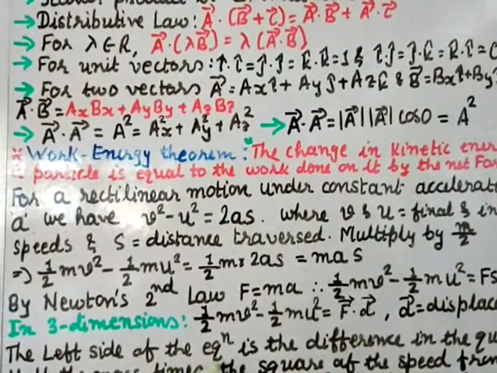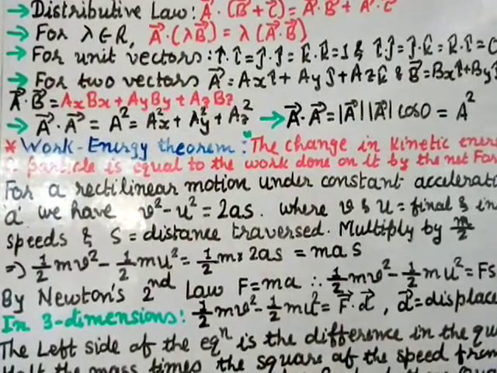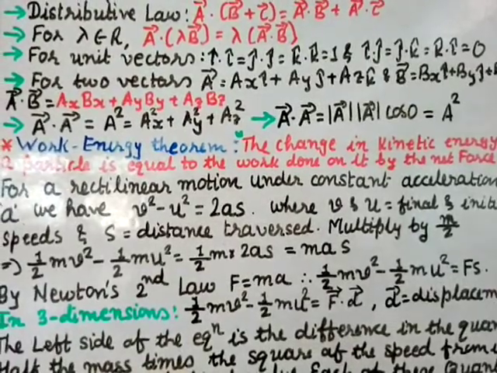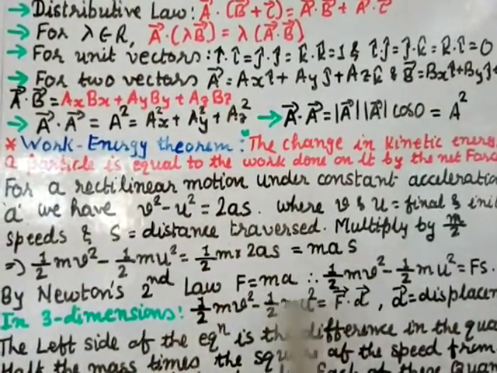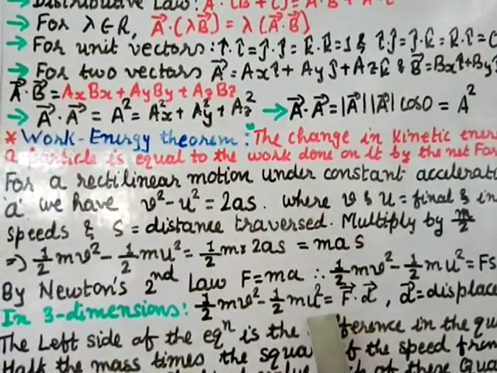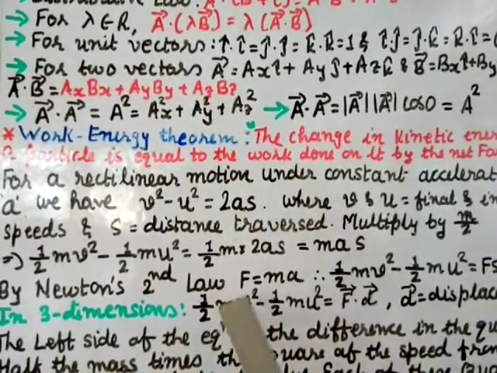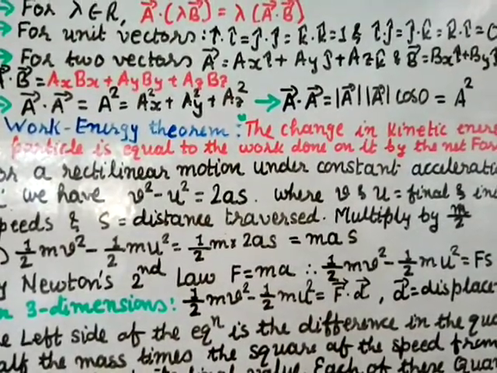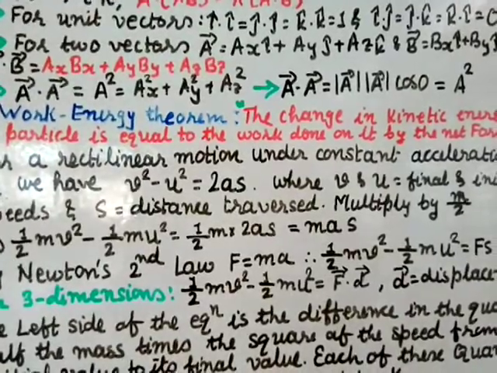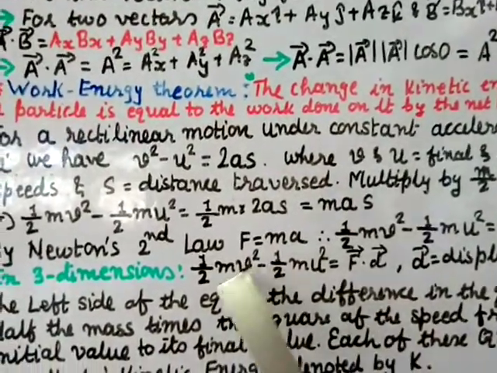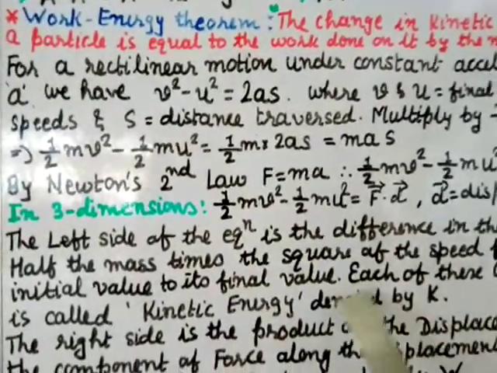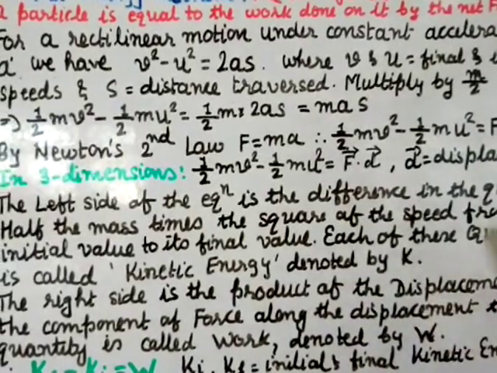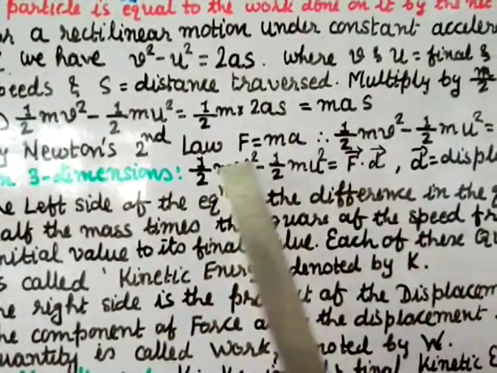The left side of the equation is the difference in the quantity, half the mass times the square of the speed, from its initial value to its final value. You can see that this is a difference of half the mass times the square of the final speed and the initial speed. Each of these quantities is called kinetic energy, denoted by capital K or KE.